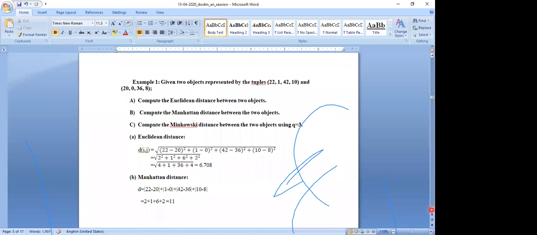The second distance uses the same values, but we do not consider the square. So modulus of 22 minus 20, 1 minus 0, modulus of 42 minus 36, plus 10 minus 8. After that, we do the sum function, and we got the value 11. While calculating, we can consider any distance measure. For example, in the K-means algorithm, you can also use the Euclidean distance or the Manhattan distance.